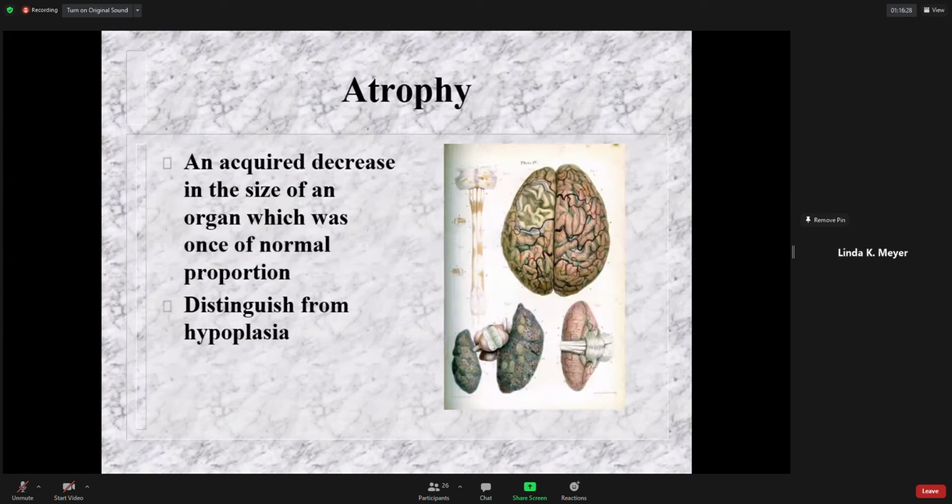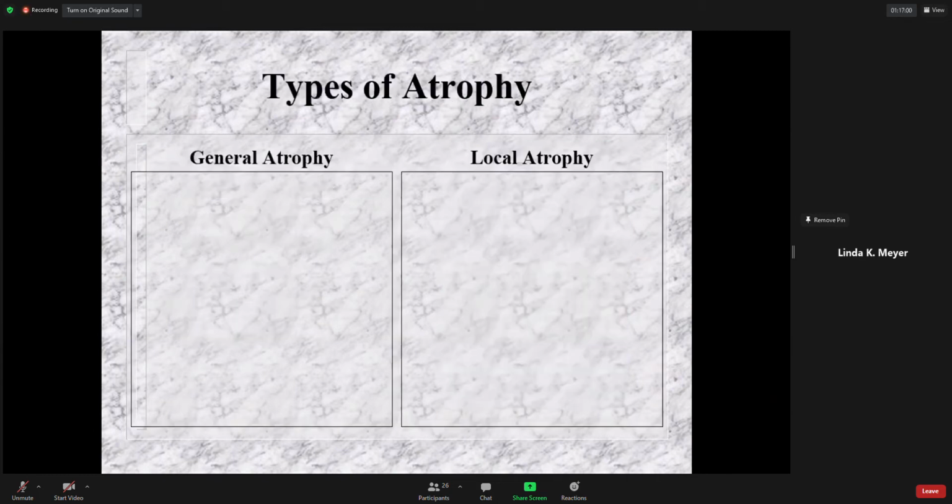Okay, so in general, atrophy just means that it's an acquired decrease in size. It was once of normal size, but then it becomes smaller because of the injurious stimuli, and a wide variety of body parts are subject to atrophy. This is different from hypoplasia that never reaches full development. Atrophy is, there was normal development, but then there was this regression or this decrease in the size.